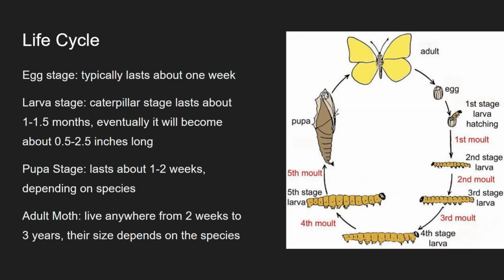So the life cycle of a moth is, of course, very similar to a butterfly. It'll start at the egg stage, which typically lasts about a week. The larva stage, the caterpillar stage, lasts about 1 to 1.5 months, and eventually it'll become about a half to 2.5 inches long. During the pupa stage, it'll last about 1 to 2 weeks, depending on the species, of course. And adult moths, it varies, just depends on the species. They can live anywhere from 2 weeks to 3 years. And again, their size just depends on what species they are.